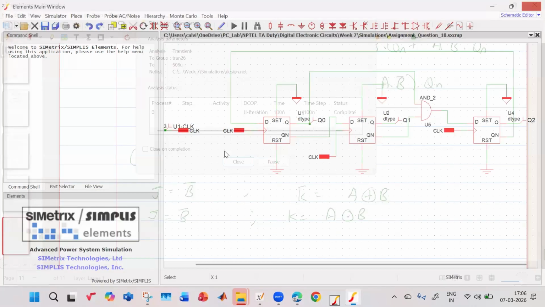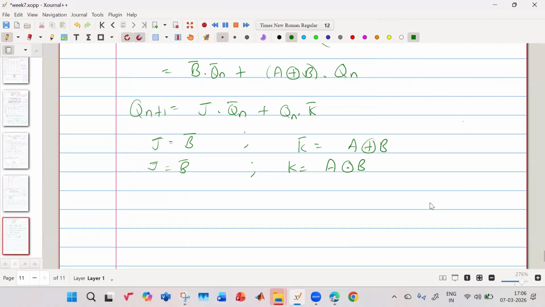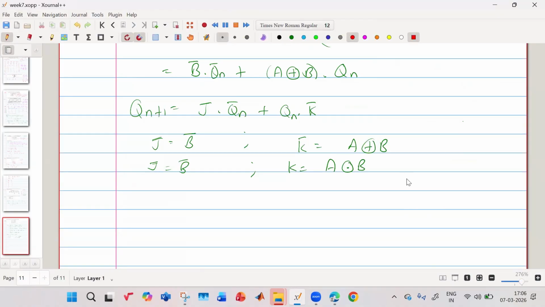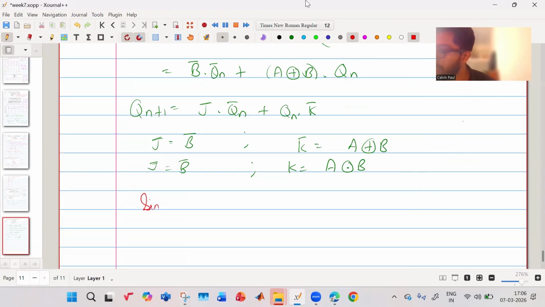So we have done various things. We have solved a whole lot of questions, and we have done it at a very fast speed. We have understood that the JK flip-flop is a very important element. The characteristic equation of the JK flip-flop is very useful for you. And we have also done element simulation.